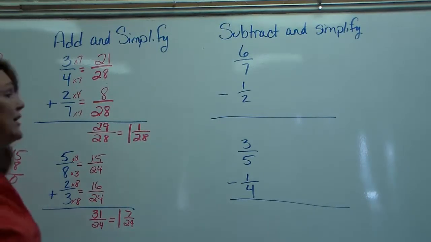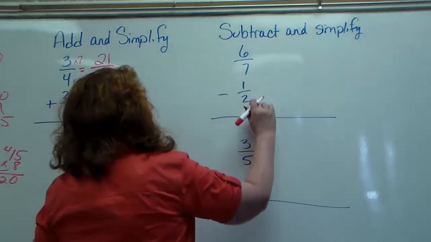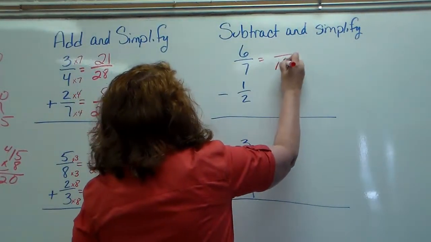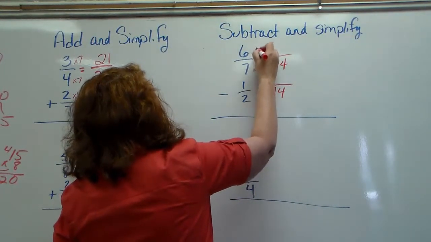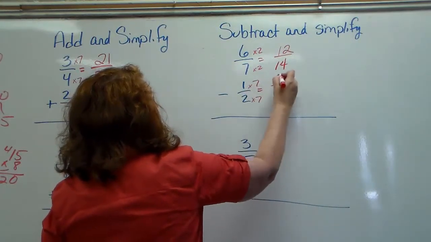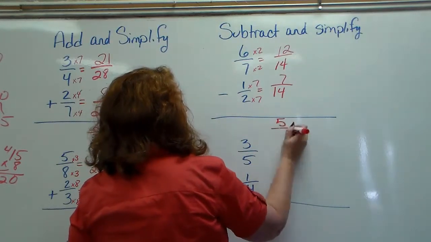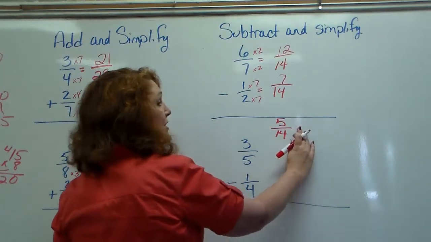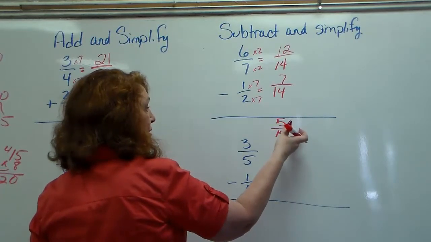Then we come to subtraction. Same story, we need to find a common denominator. So 7 and 2, our common denominator is going to be 14. 7 times 2, 6 times 2 is 12, 2 times 7, that's 7, and 12 minus 7 is 5 over 14. So again, our denominator stays the same, and there aren't any common factors here, so that doesn't reduce.